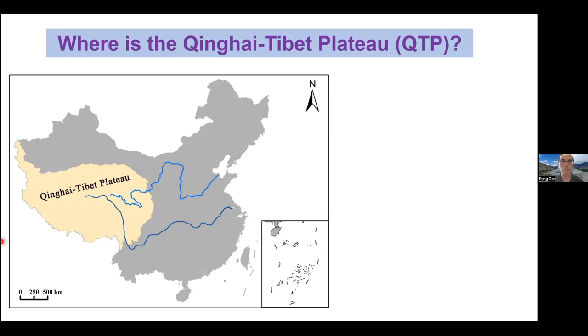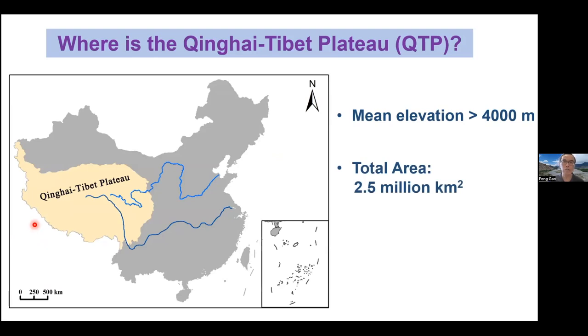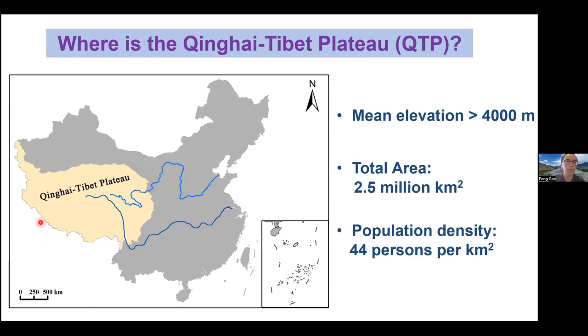Okay, so where is the Qinhai-Tibet plateau? The Qinhai-Tibet plateau is located on the west side of China, and it has a mean elevation about 4,000 meters, which is why this is the world's highest plateau. And the entire area covers about 2.5 million square kilometers. However, its population density is very sparse. It's only 44 persons per square kilometer because this is not a very good place for people to live.